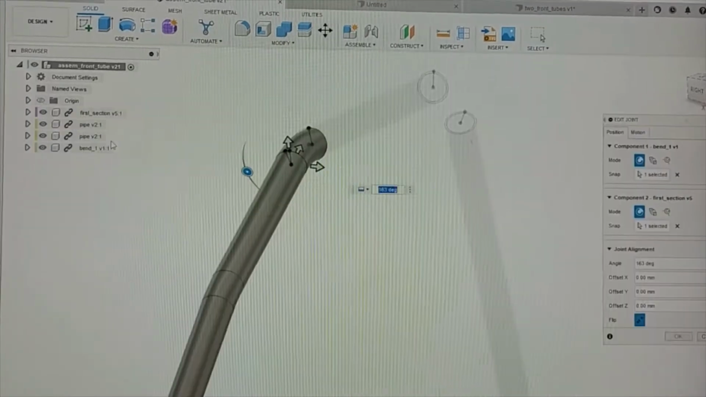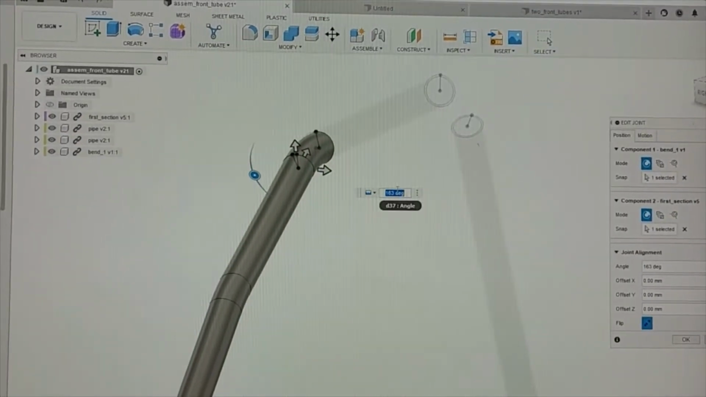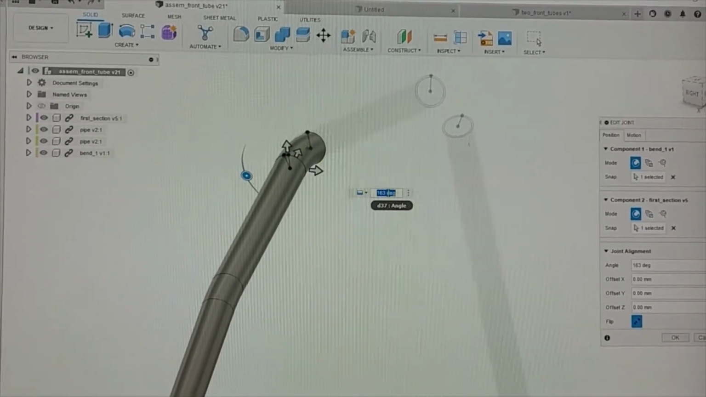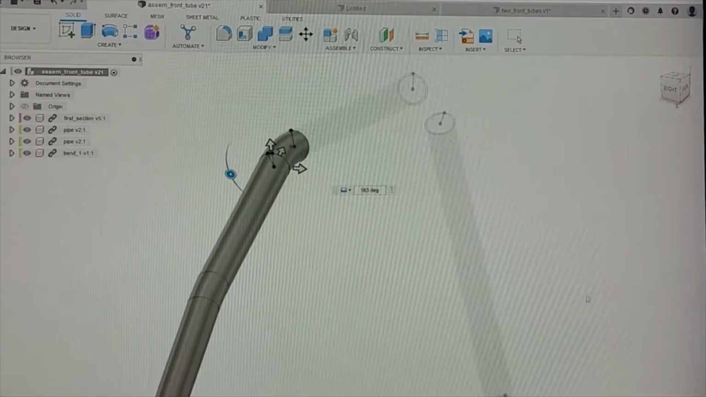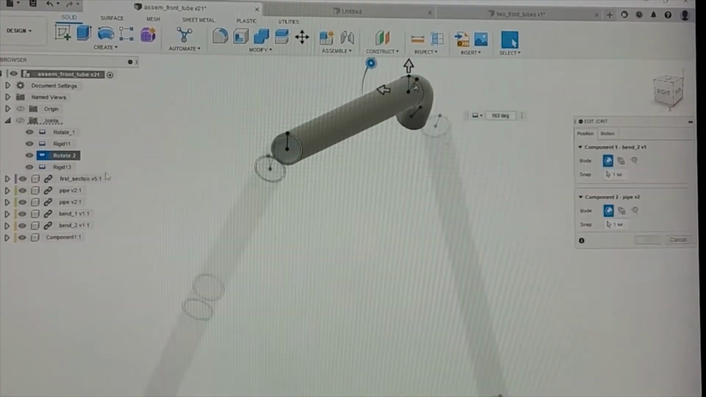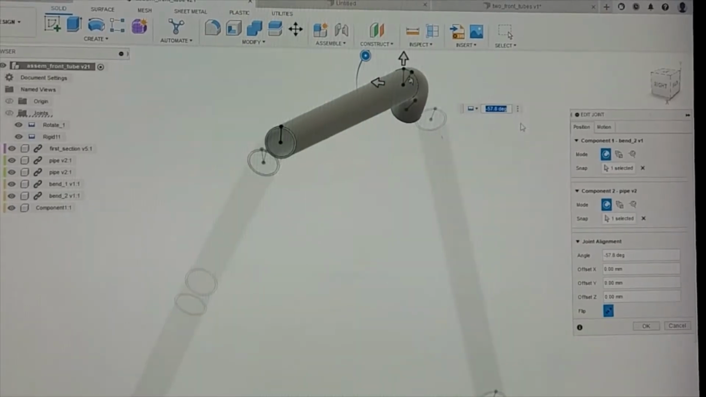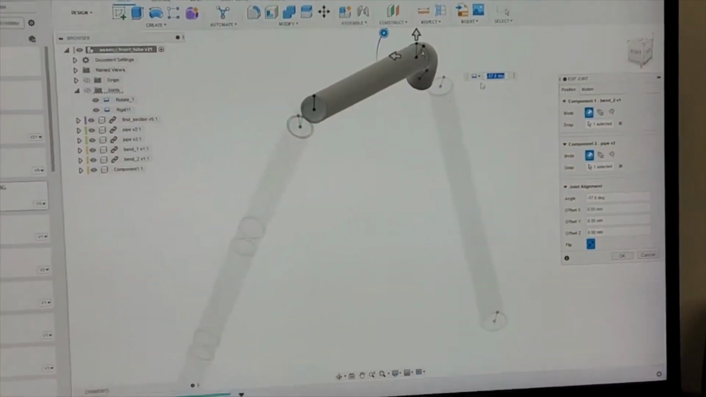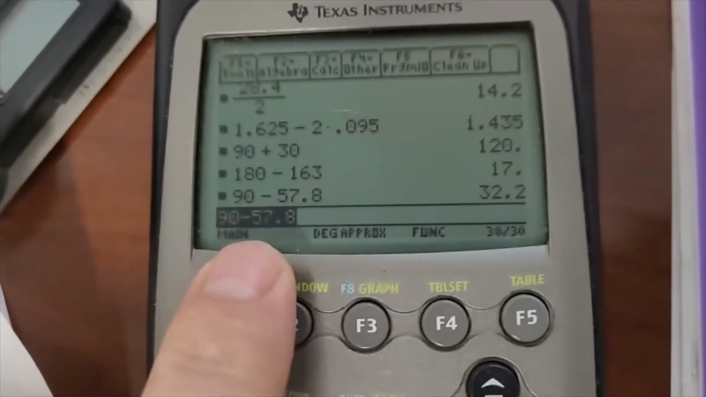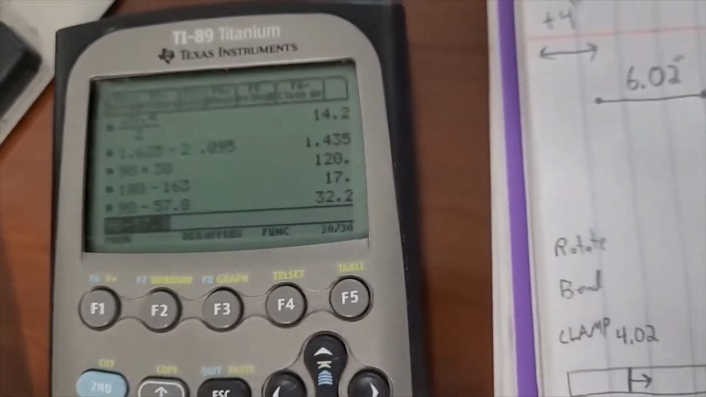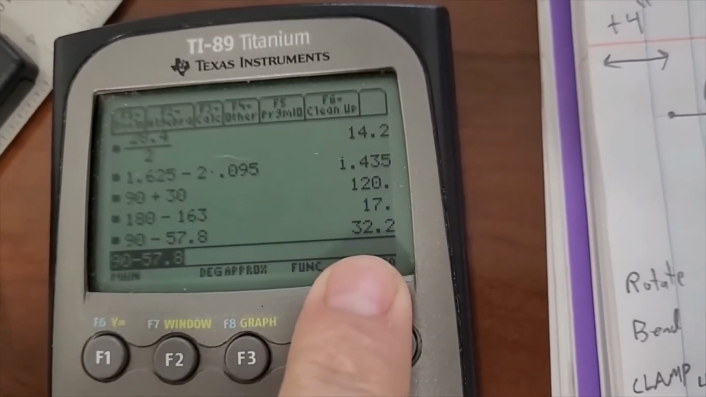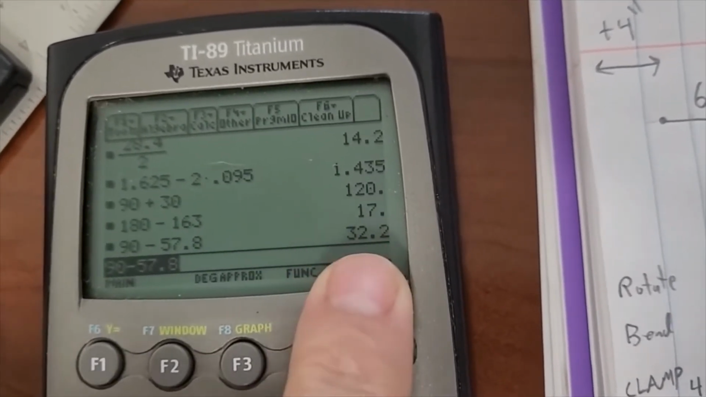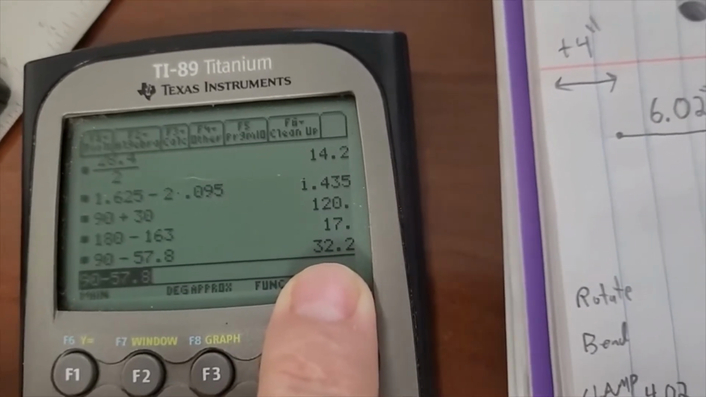So just to show you my success, this one is 180 minus 163, so 17. This other one is negative 57.8, which I don't remember what that's from. I think it was off of 90. Let's see. Yeah, 90 minus that number, so 32.2. I don't feel like guessing anymore.